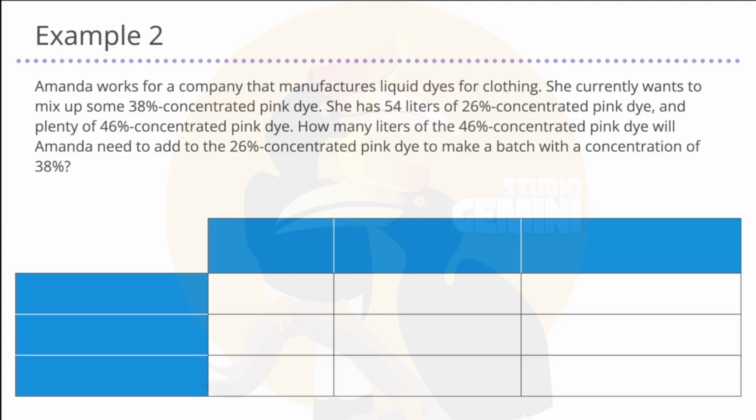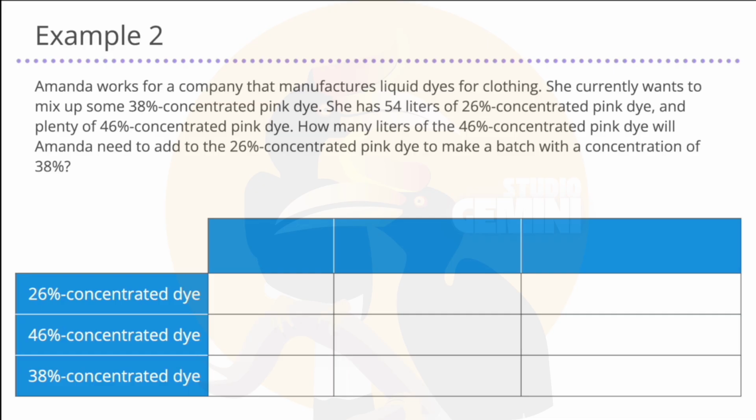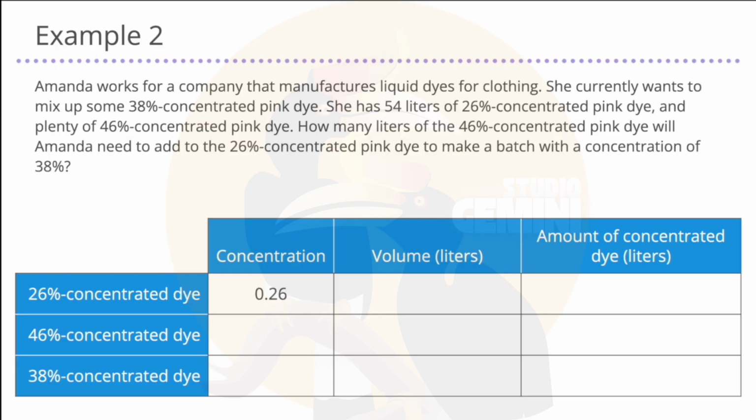Let's make a table to help us organize some of our information. We'll start with what's given. Amanda has two different dyes, one with a 26% concentration and one with a 46% concentration. So those will be our first two rows. Her goal is to have a dye with a 38% concentration, so that will be our third row. We are given information about dye concentration, volume of dye in liters, and the amount of concentrated dye in liters, so those are going to be our column headers. Let's write the concentration as decimals in our first column, so 0.26, 0.46, and 0.38.